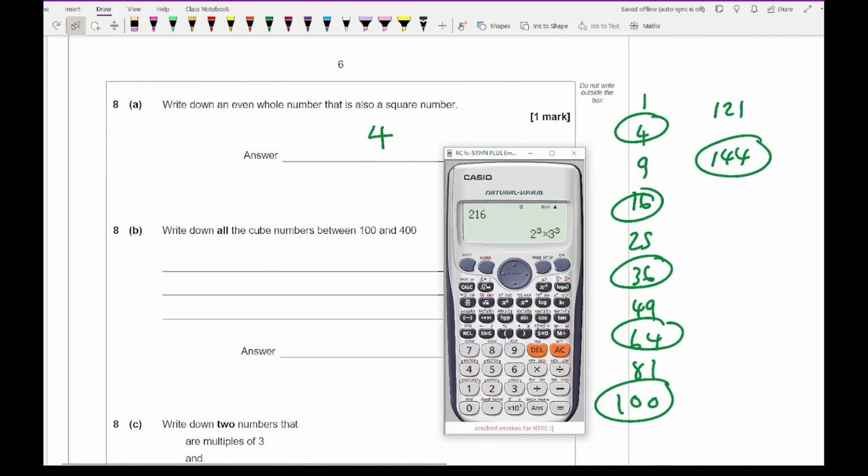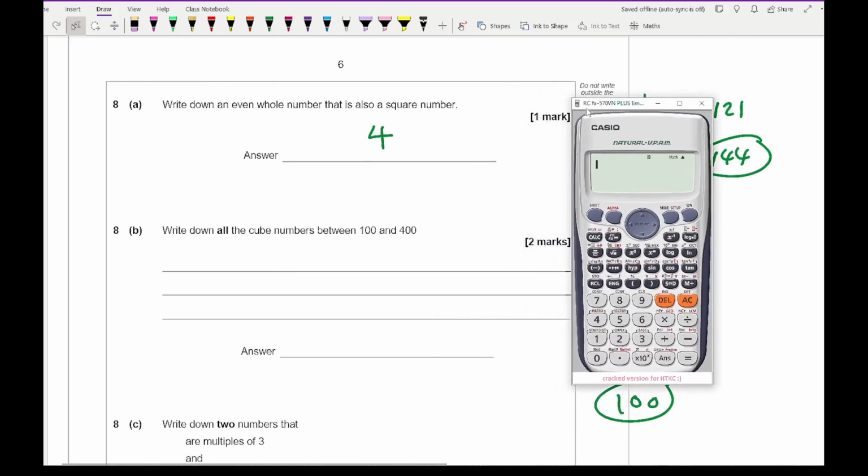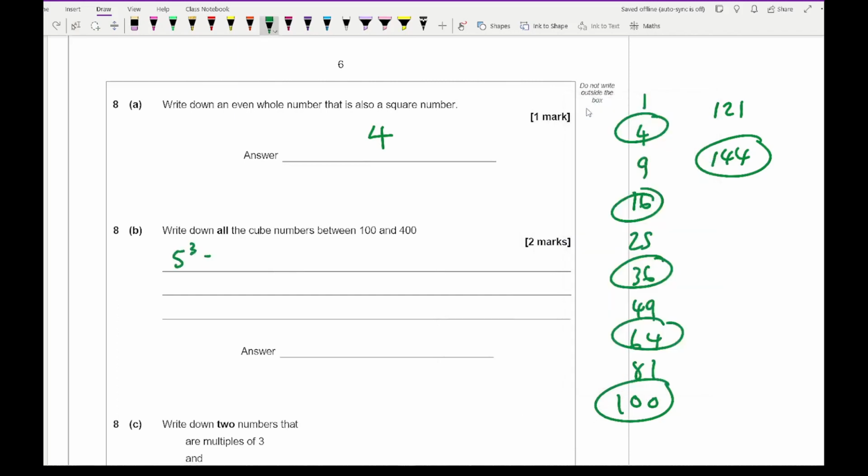Well, if you get your calculator in terms of cube numbers, the first cube number that goes beyond 100 is 5 cubed, which is 125. I then do 6 cubed, 7 cubed, 8 cubed, 9 cubed, and then 10 cubed, which is 1000. I only want the ones between 100 and 400, so it shouldn't be a massive list.